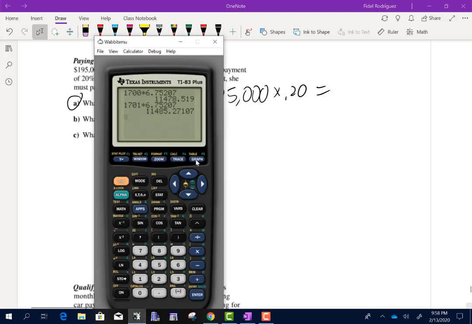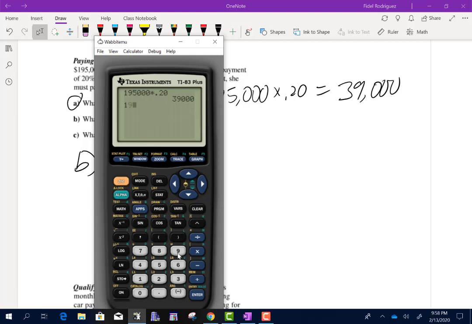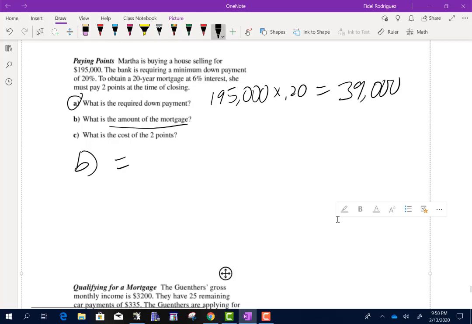Grab my calculator again, clear it out. 195 times 0.20 equals, let's see, $39,000. Okay. Part B says how much is her mortgage. Okay, so we're going to take the 195 and we're going to subtract off the 39,000. And that gives us $156,000.